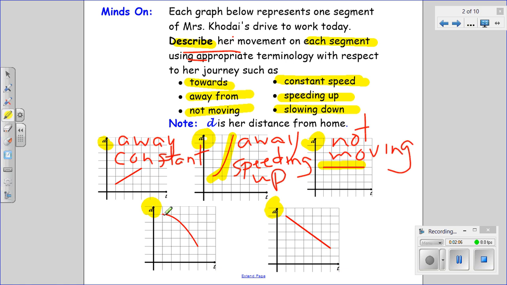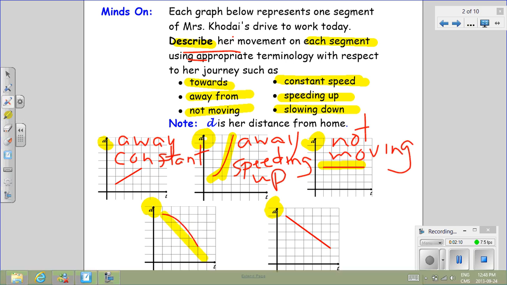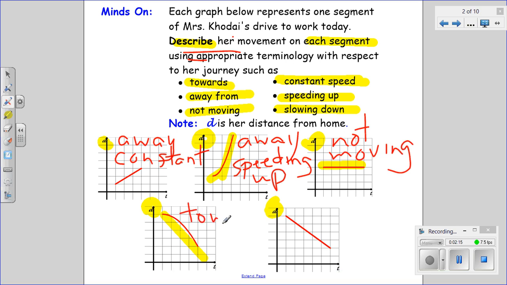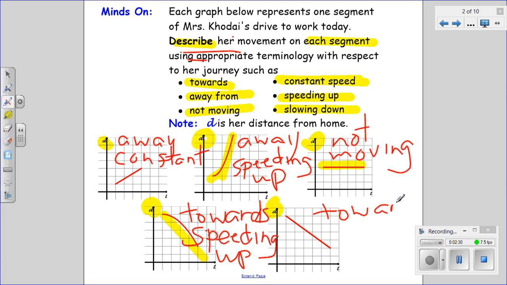The next graph, we start out decreasing slowly and then increase at a faster rate. And we're moving towards the sensor or towards home because the distance is decreasing, but we're still speeding up because it's decreasing at a faster pace towards the end. And the last one shows motion towards, and it's also at a constant speed because it's a straight line.